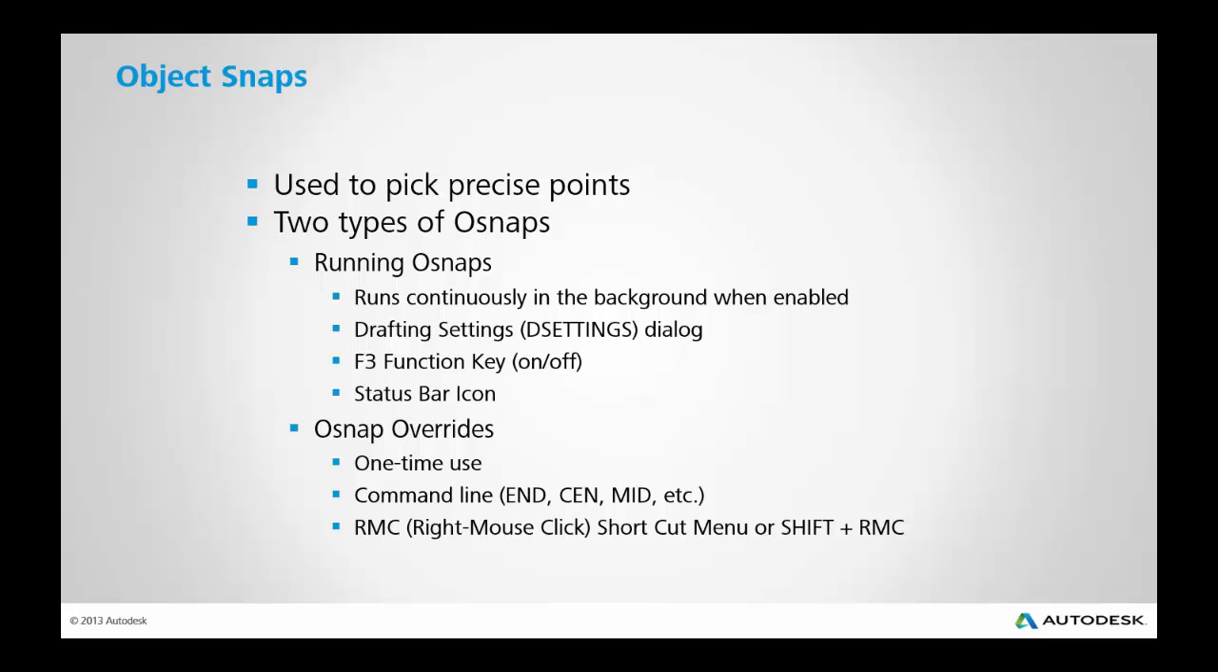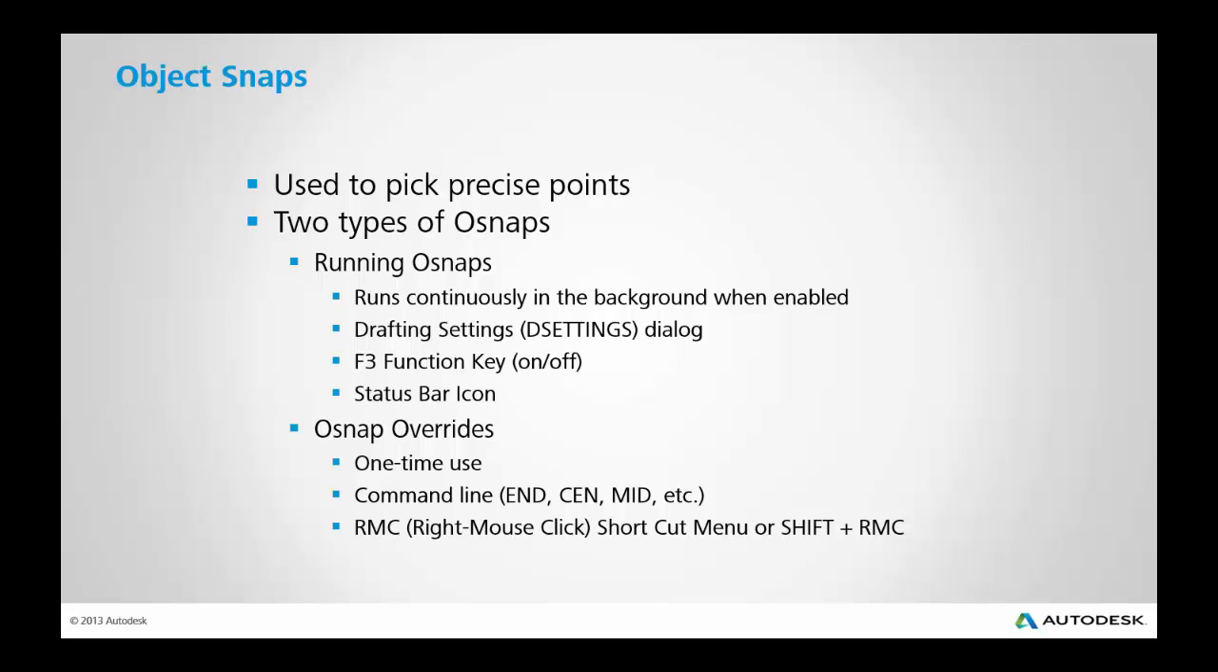AutoCAD itself allows you to pick a point with 15 decimal place accuracy. So if you're just doing this by eye, it's not going to work very well. You're going to make mistakes. So object snaps will acquire those points for you.